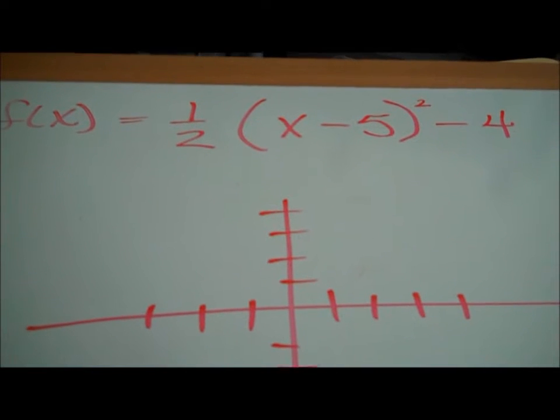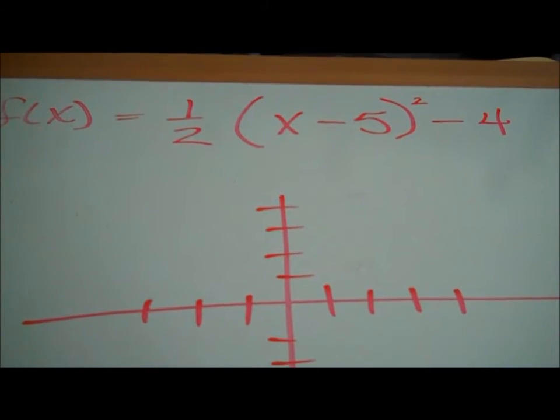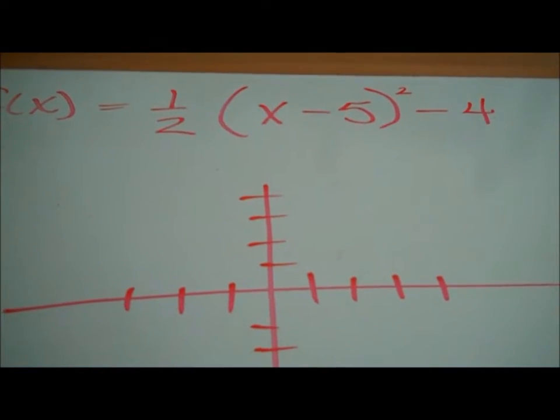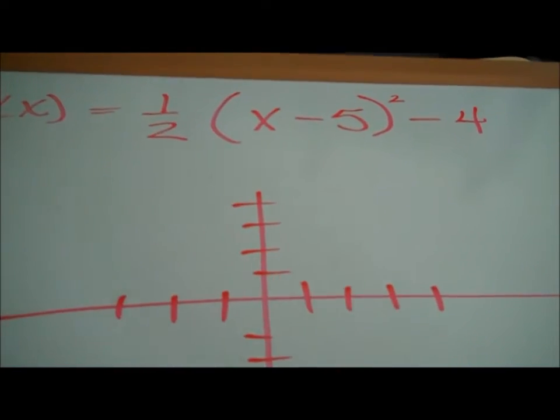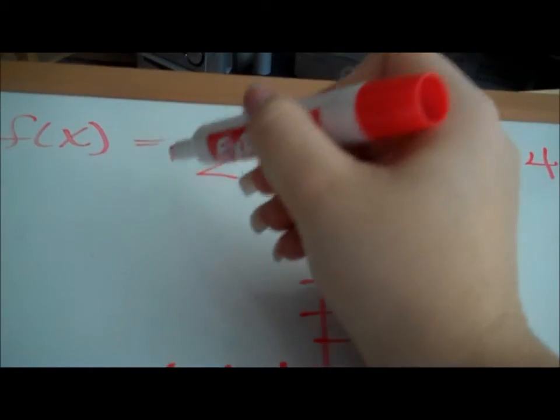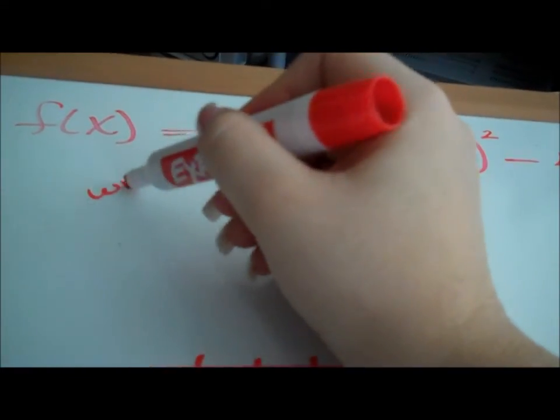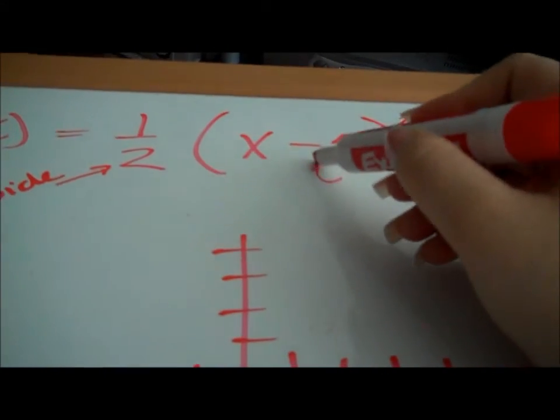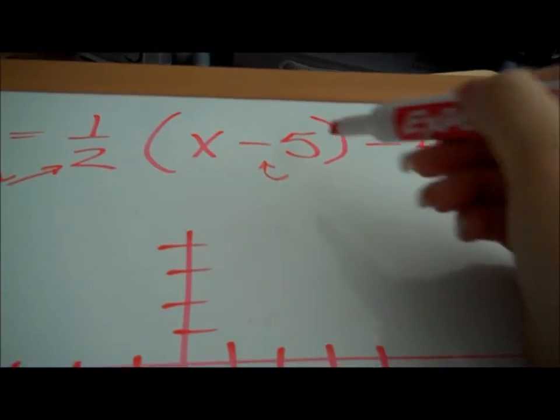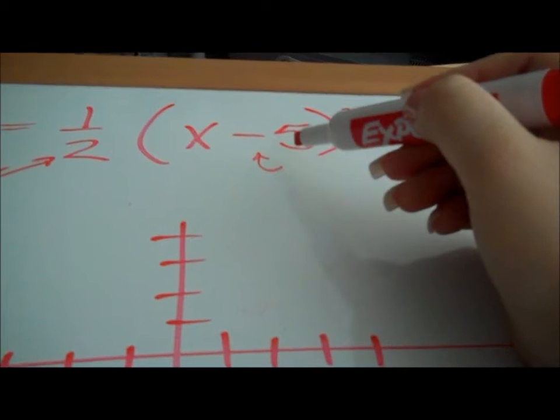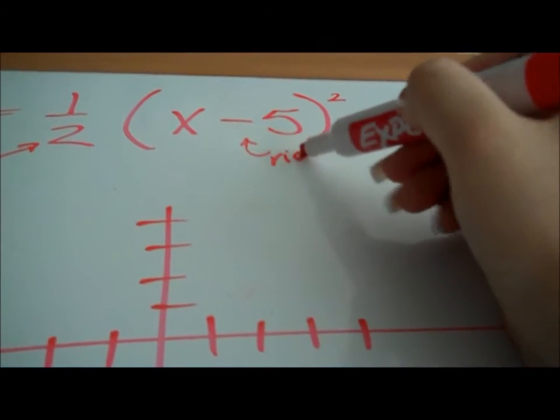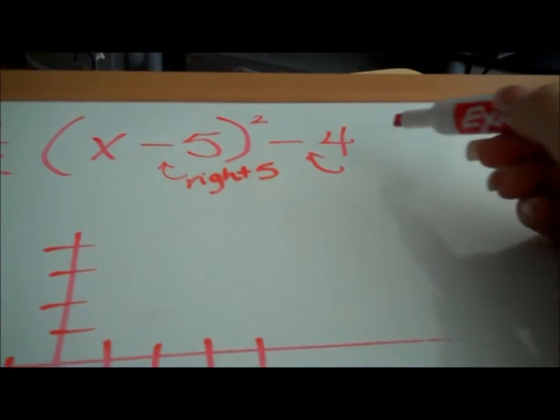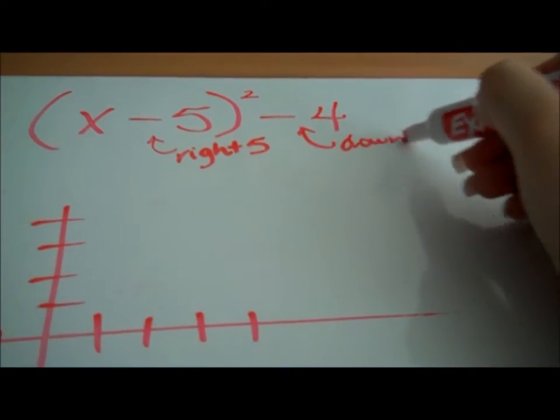Okay, so we have this equation here, f of x equals 1/2 (x minus 5) squared minus 4. Let's look at this from the 1/2. The 1/2 tells us this is going to be a little bit wide, a little bit wider than normal. This is a negative 5, so this is where we have to think opposite. Negative, we would normally think going left, but this is going to go to the right 5. And then here, this is a minus 4, so it's going to go down 4.